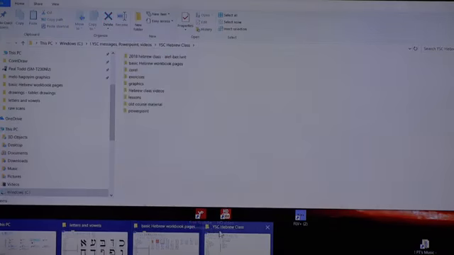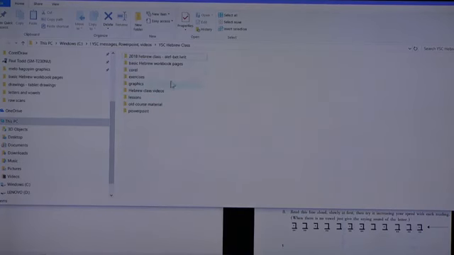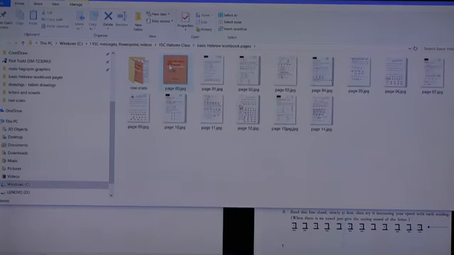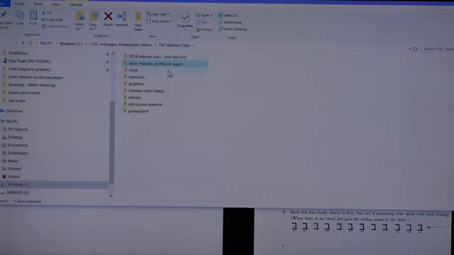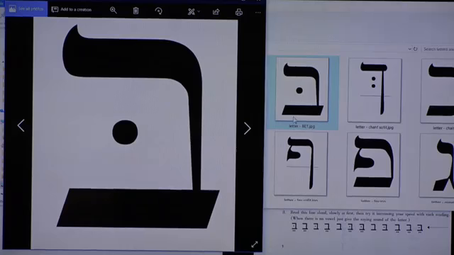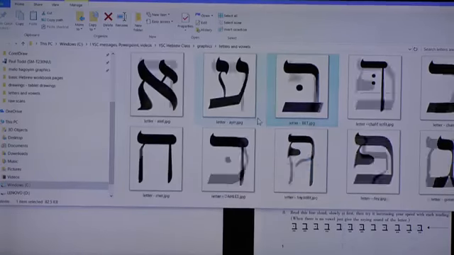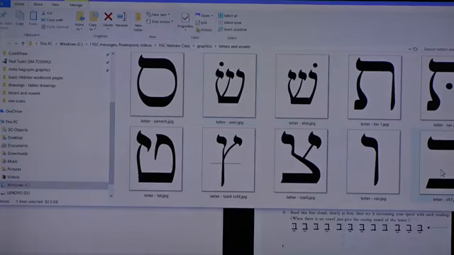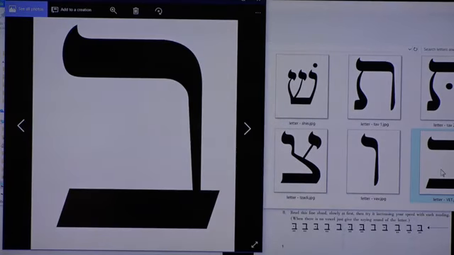Now, I suppose somewhere in here I have, oops, that's not right. Well, that's even not right or worse. That's the bet that we've been dealing with. And here is the vet. Now, this is what they look like in a block printed form.